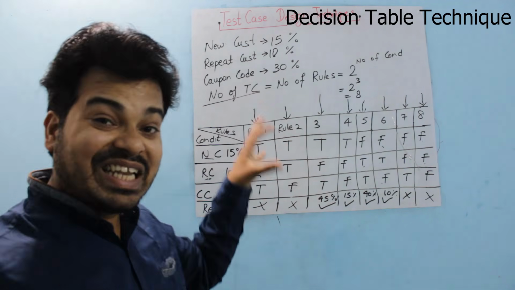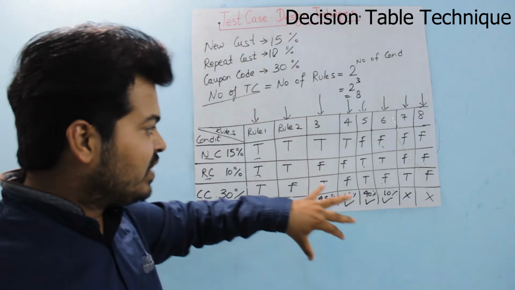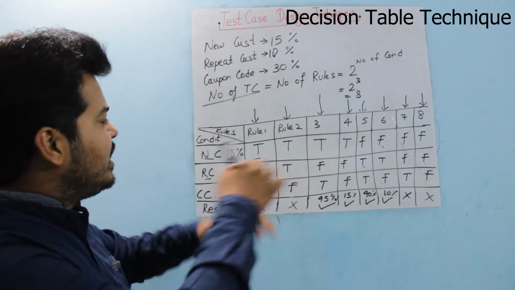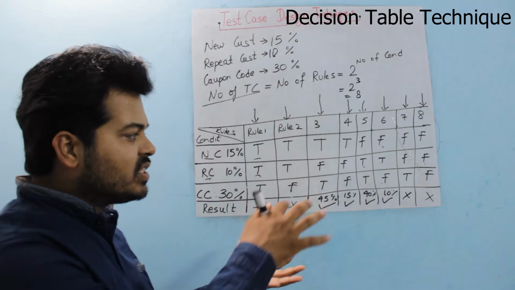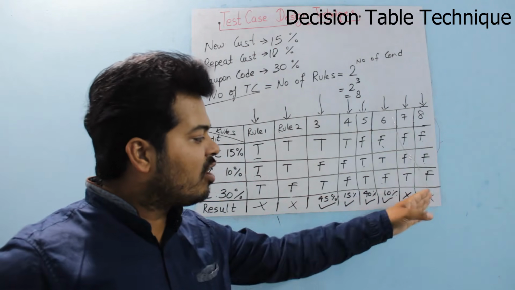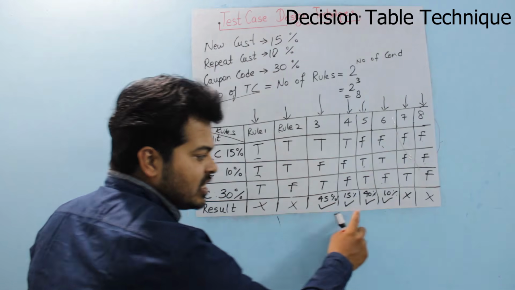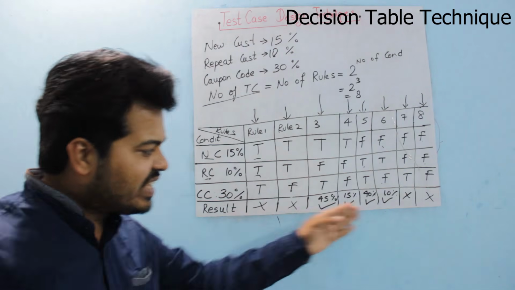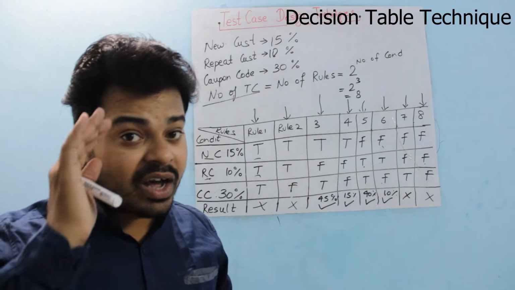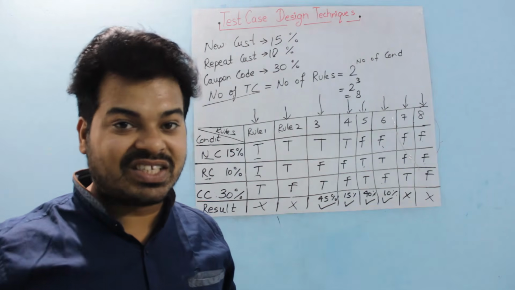This is your decision table test case design technique, in which you are combining your rules and conditions, and you have come out with the number of test cases. Each rule is one test case. You will test it with these 8 test cases and you will cover all 100% test case coverage.